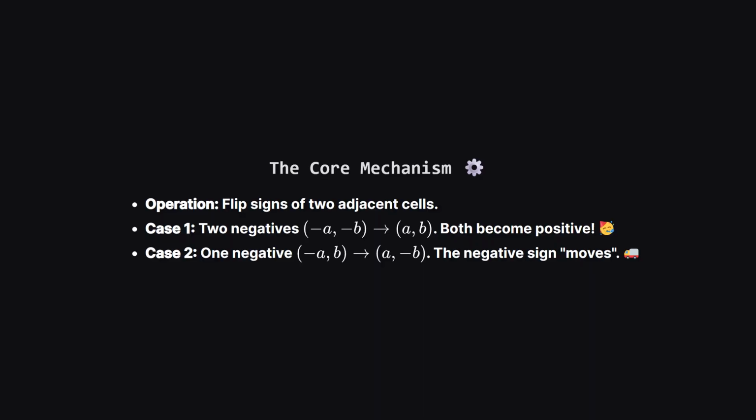Before we look at an example, let's understand what this operation really does. If we have two negative numbers next to each other and we flip them, they both become positive. That's a huge win for our sum. But what if we have a negative next to a positive? If we flip those, the negative number becomes positive, and the positive neighbor becomes negative. Essentially, we can move a negative sign around the grid like a game piece.